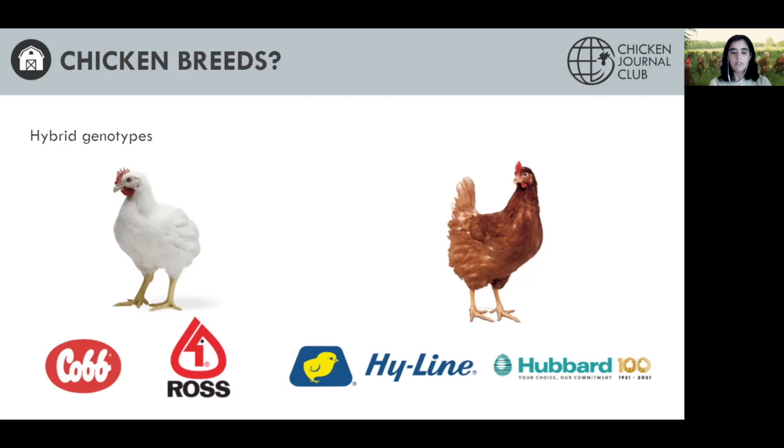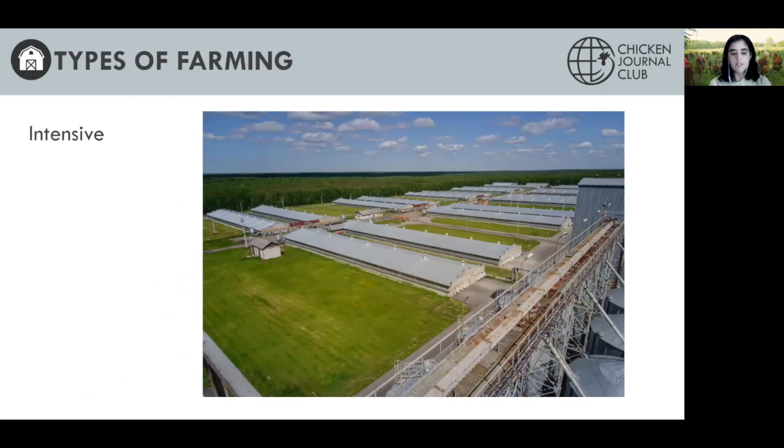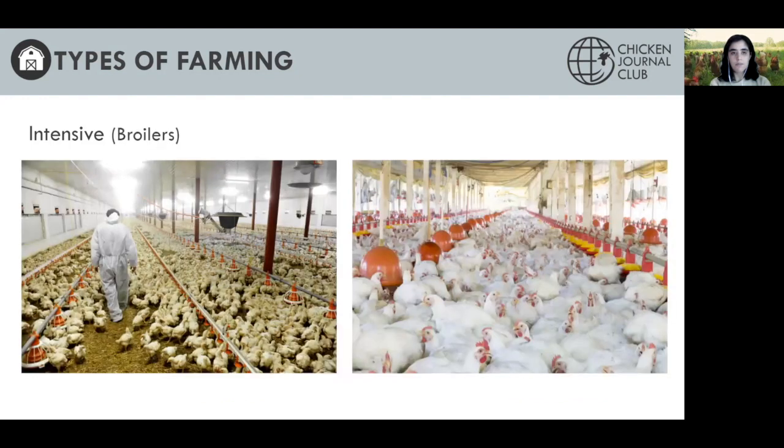Okay, now that we have our ideal chickens for production, where do we raise them? These are intensive farmhouses in the US. These specifically are dark house systems. The image on the left is what it looks like inside. There they can control different variables like light hours, temperature, and humidity.